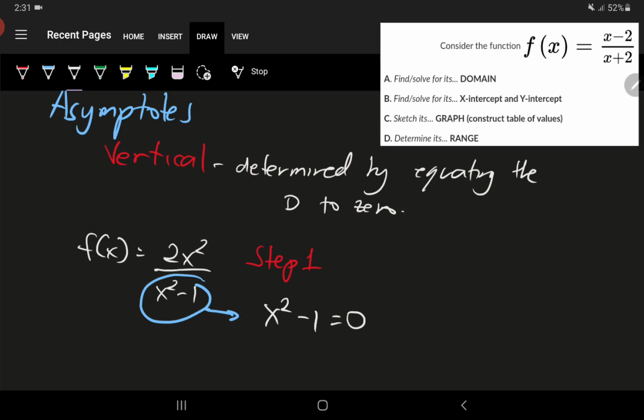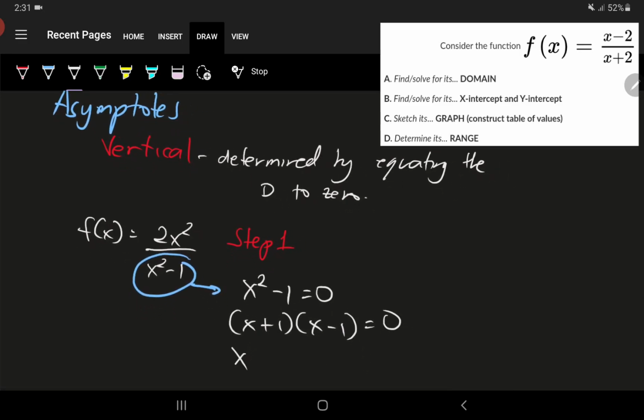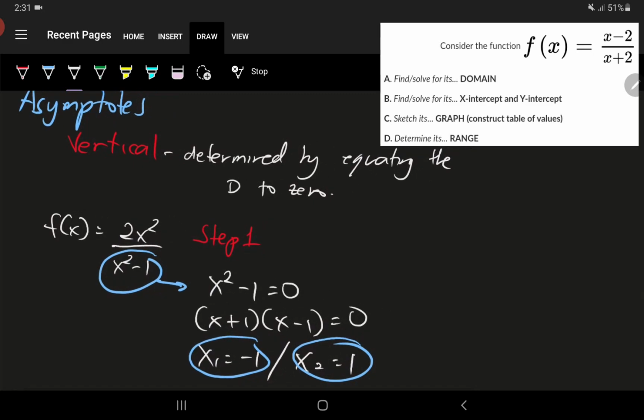So I think pwede natin siya i-factor. If you want to factor this one, this is equal to x plus 1 times x minus 1 is equal to 0. So obviously the values of x, x sub 1 is negative 1 and x sub 2 is positive 1. So we have this set of roots, negative 1 and positive 1. Now, let's try to place those asymptotes sa ating pinaka-graph. So let's say we have this given Cartesian plane.